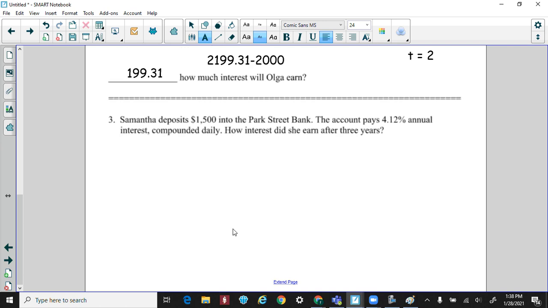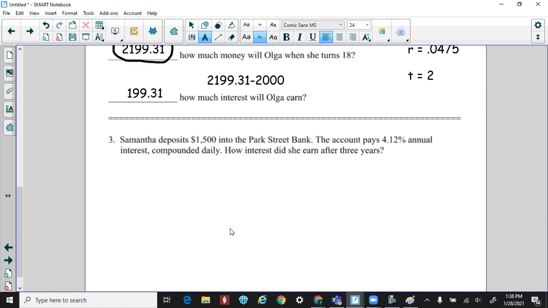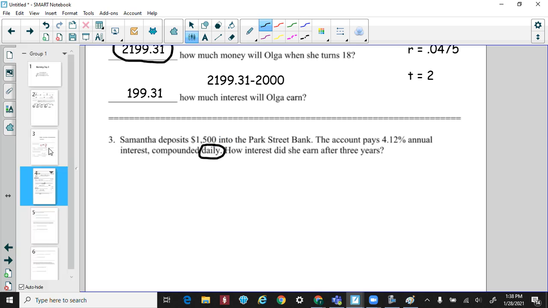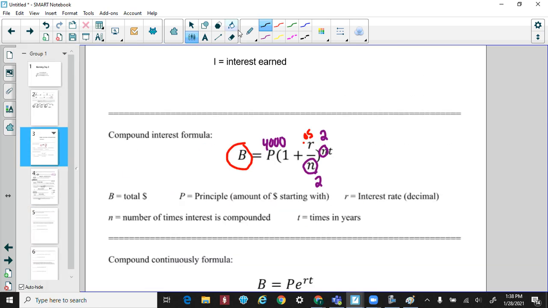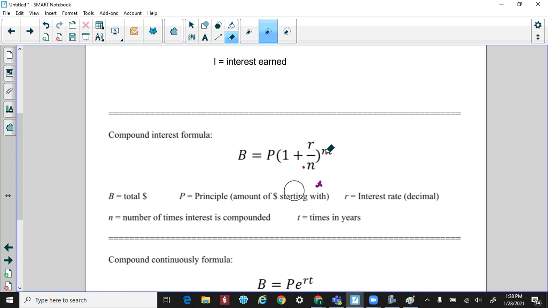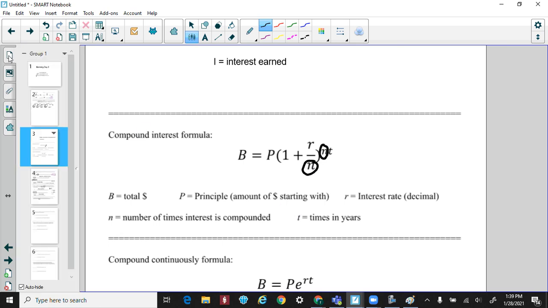All right, so for this question, it's very straightforward. Samantha deposits 1,500. Well, word association: they're using the word daily. The reason they're using the word daily is because this formula that we're going to use, notice it didn't say compounded or continuously. Whenever it says daily or monthly, that is the number that's going to go in for n for this particular problem.